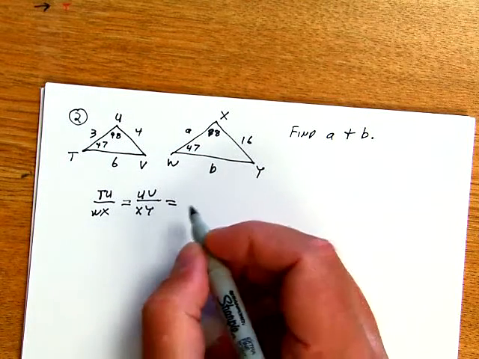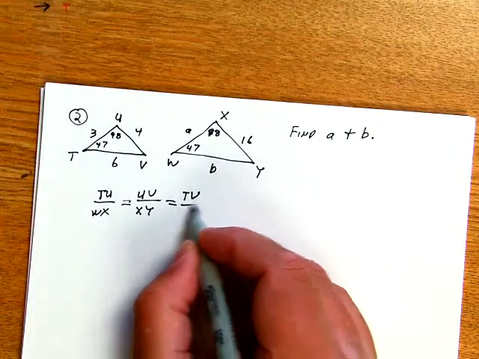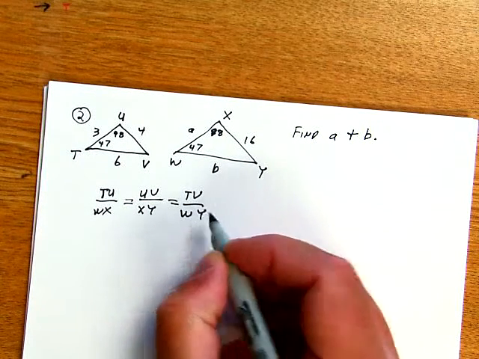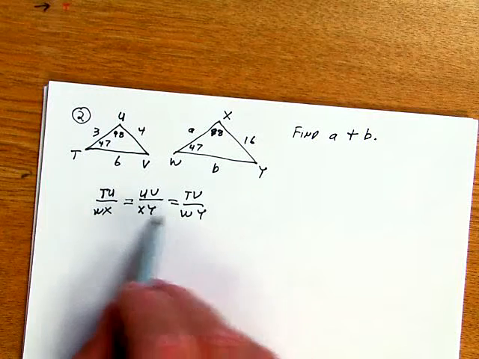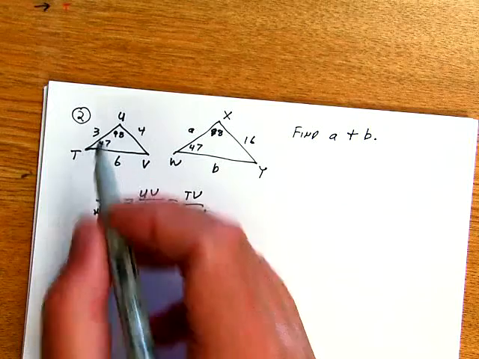And that should also, the bottom should also come across TV to WY. So those three fractions should all equal each other. And let's now substitute in the actual values.